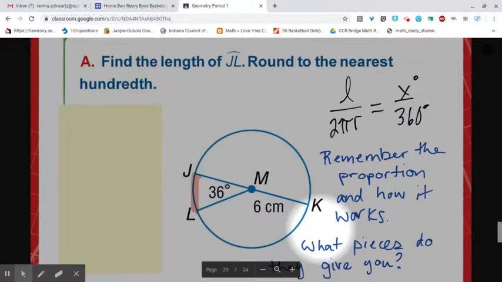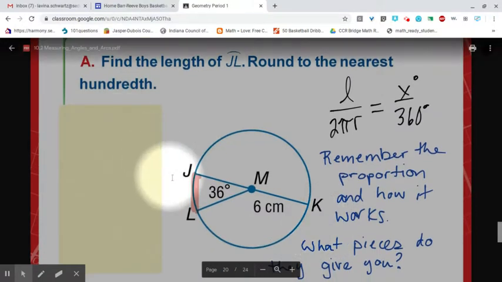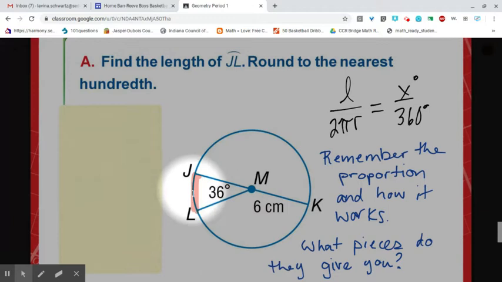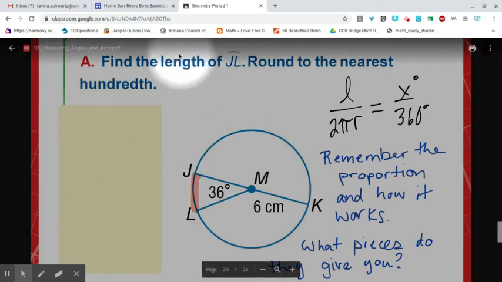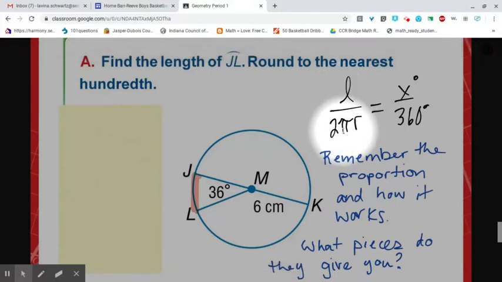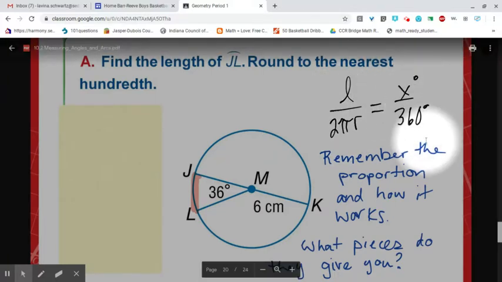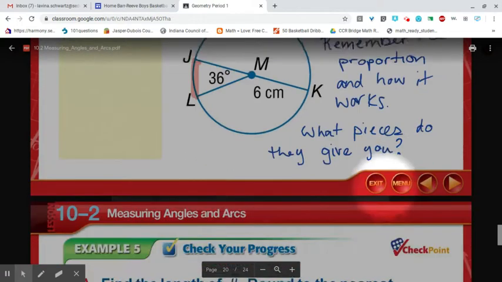So we have to find the length of JL, round to the nearest hundredth. JL. They tell us that chunk is 36. We want to find the length, not the arc measure. The length. You have to read. People mess that up all the time. So I know cursive L over circumference is equal to x degrees over 360. Remember the proportion and how it works. What pieces do they give you?